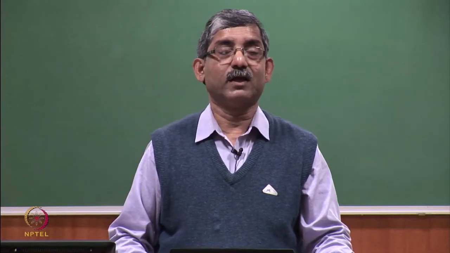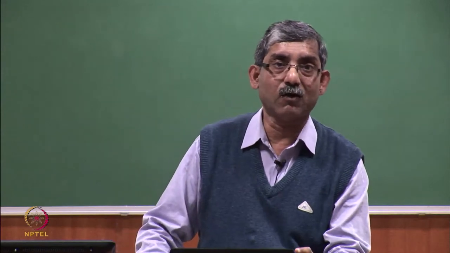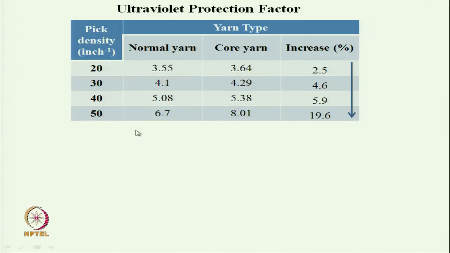So, we wanted to see whether the effect of mass per unit area is significant or the effect of cover factor is significant. Here we can see the proportion of increase in cover factors for different pick densities. For lower pick density, the cover factor increases only 2.5% for 20 picks, from normal yarn to core yarn. But for higher pick density, this increase is around 20%, 19.6%. That means, as we go on increasing the pick density, the proportional increase in cover percent increases.